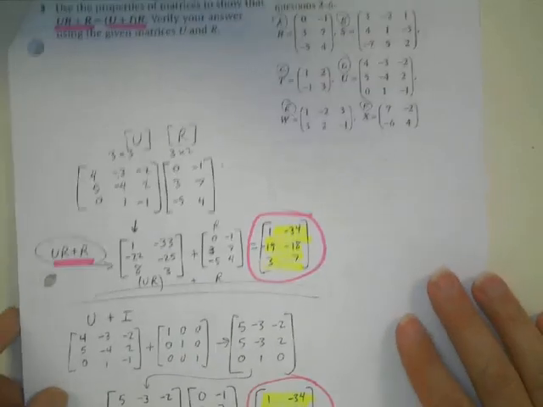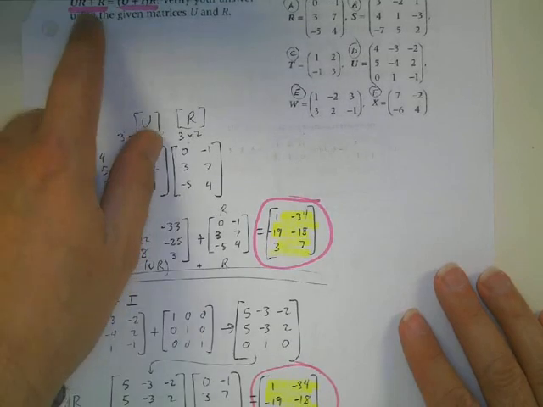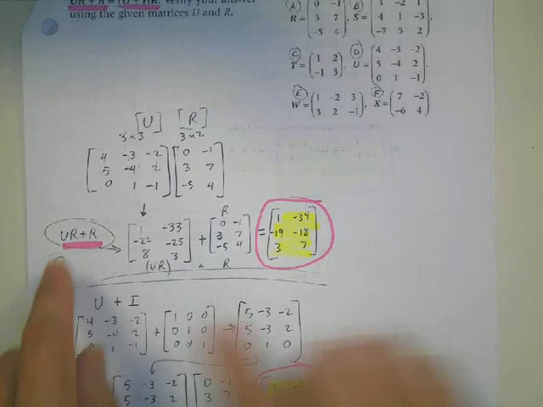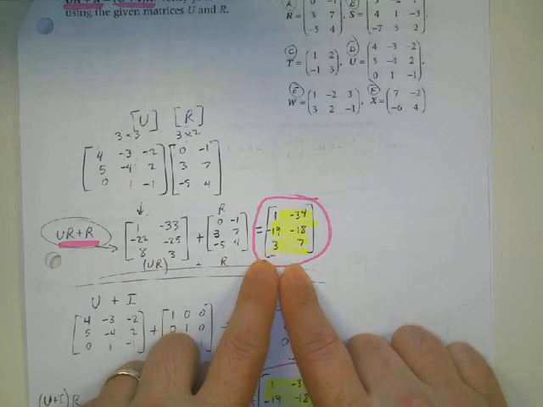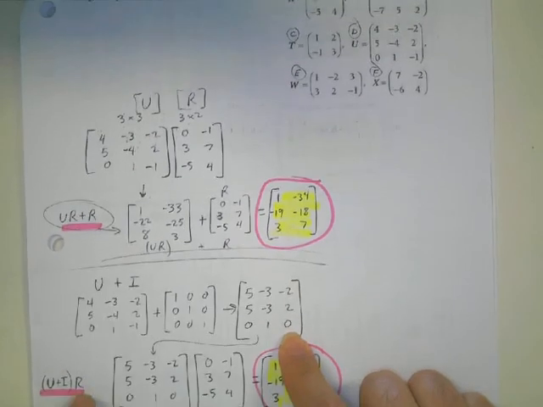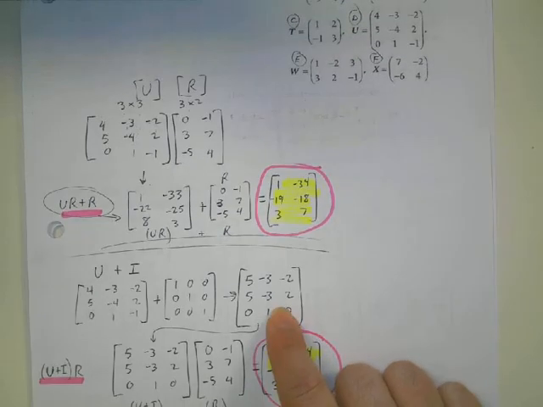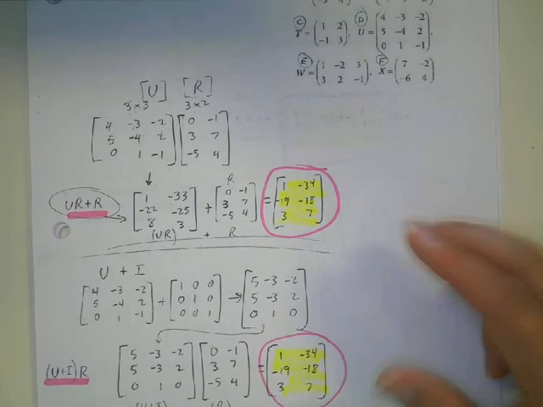Question number 3. U times R plus R. So if I do U times R, I end up with this matrix here. And if I add R, I'm going to get this. Now if I do U plus I, I'm going to get this. And if I have U plus I times R, we get the same thing. So let's think about this. What does this mean?